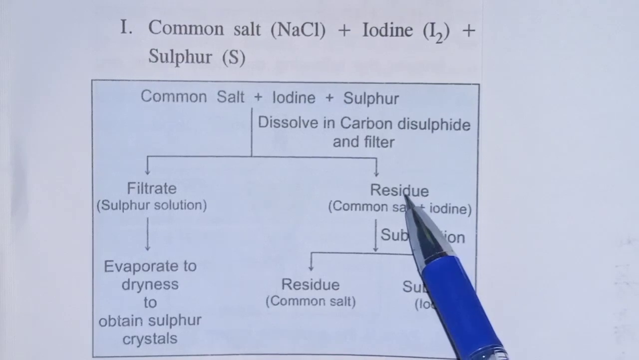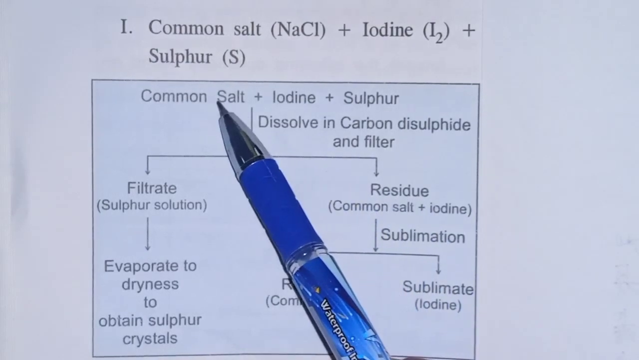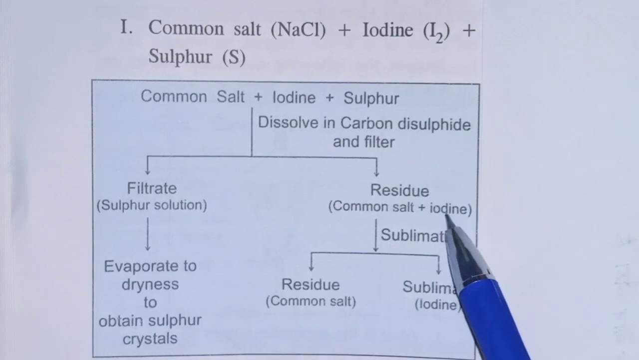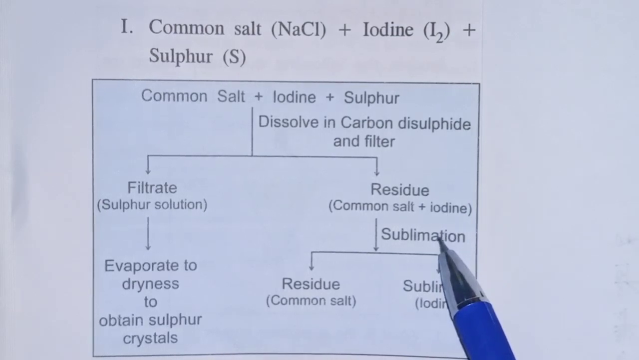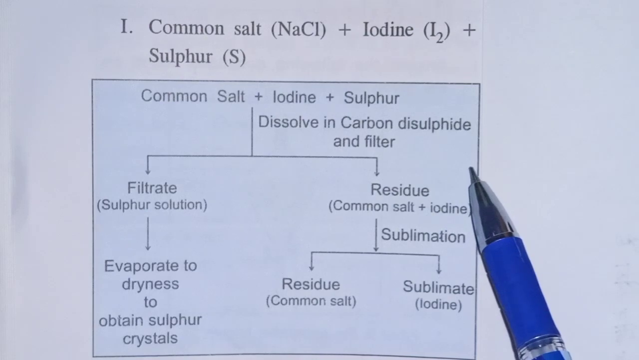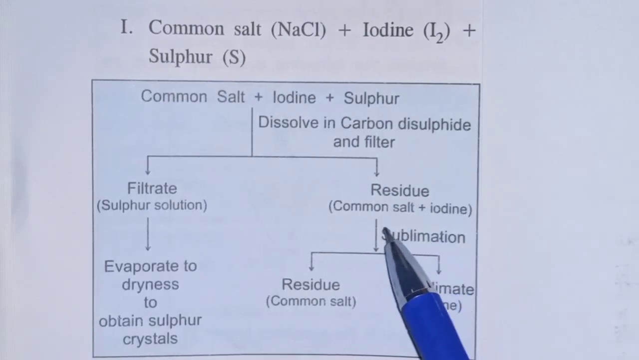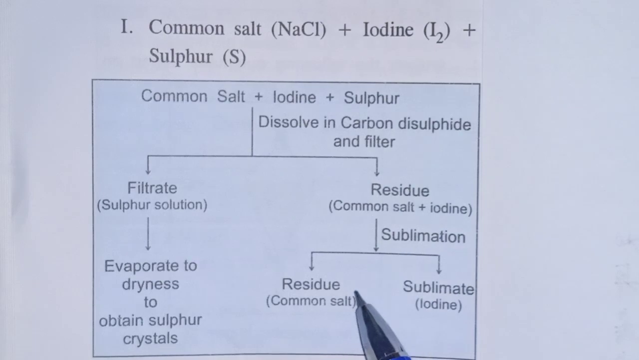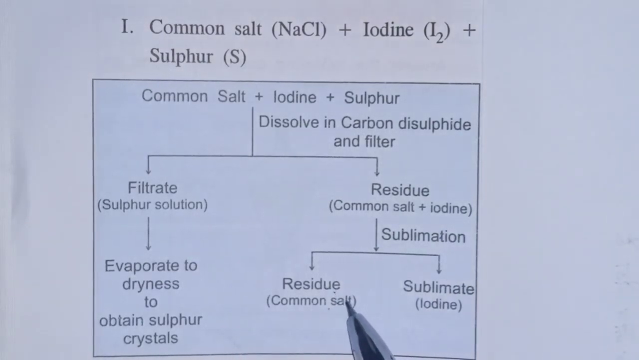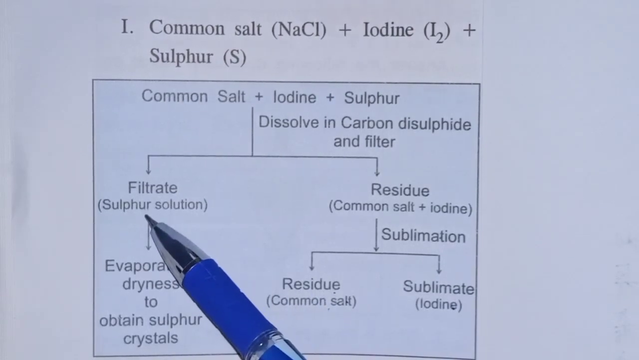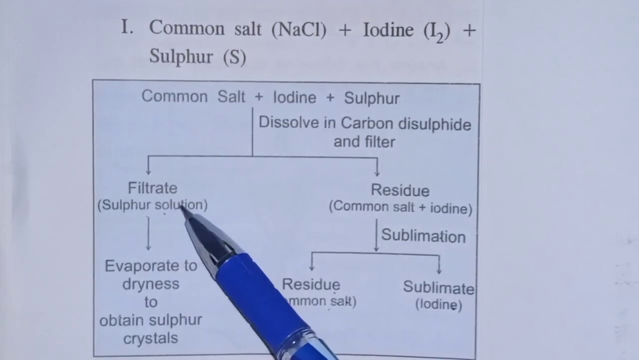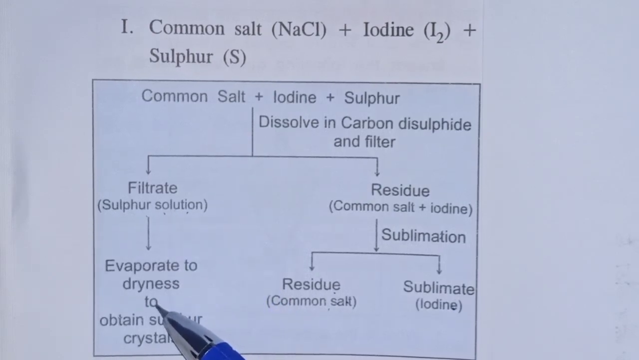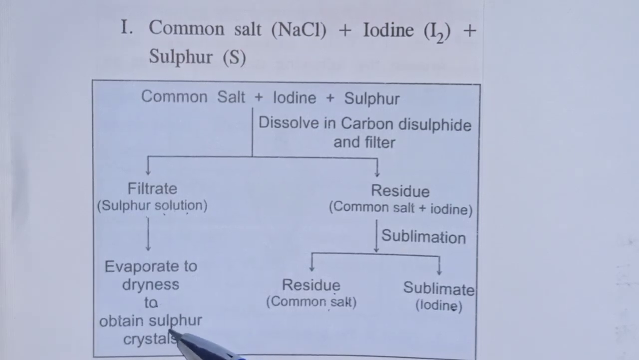What is collected as residue? Iodine and common salt. Okay, iodine is a sublimable substance, so we will do sublimation. The vapor of iodine will get collected on the inverted funnel, and on the china dish what is left? Common salt. Okay, the residue is common salt and the sublimate is iodine. Now here we have to separate sulfur from the carbon disulfide mixture, so we will do evaporation. After evaporation, CS2 gets evaporated and only sulfur crystals will be left behind in the china dish.